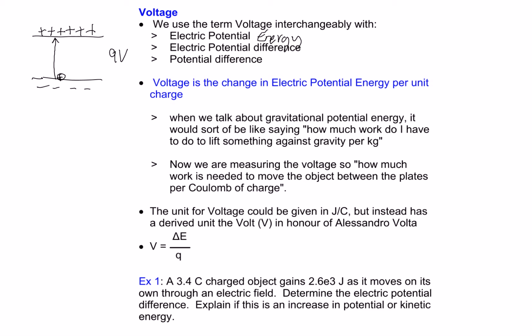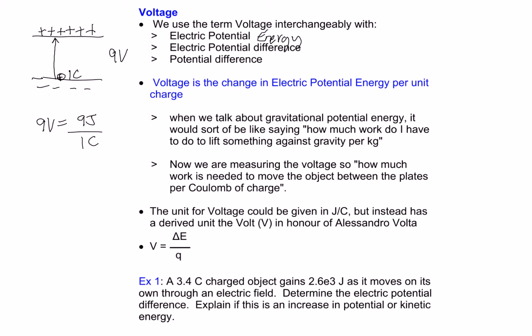So voltage is the change in potential energy per unit charge. I just said it would take 9 volts of energy. Well, energy is joules. But if this is a 9 volt gap and we have a 1 coulomb charge, we would say 9 volts is equal to 9 joules of energy per that 1 coulomb. So voltage, our unit, is joules per coulomb.